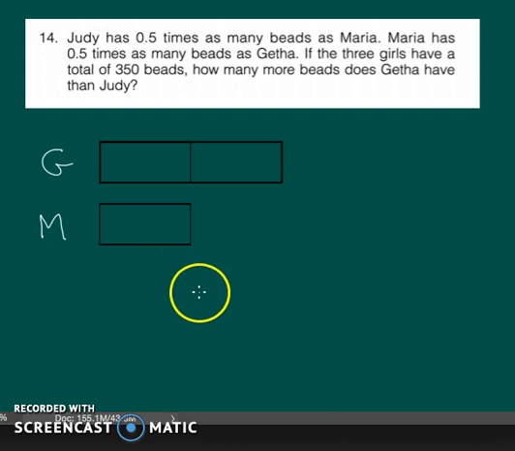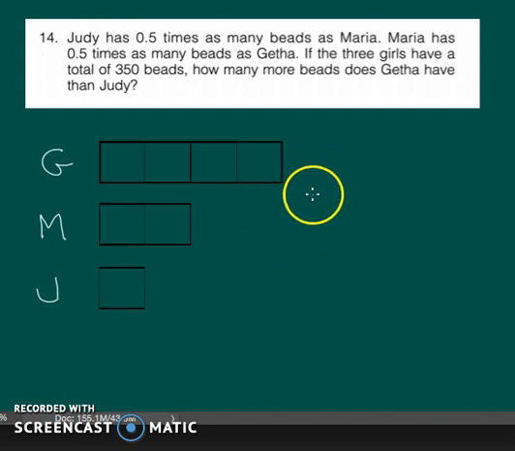Okay, great. What about Judy? Judy has 0.5 times as many beads as Maria. So that also translates to half, except not half as many beads as Geta has, but she has half as many beads as Maria has. So we're going to look at Maria's bead amount, and we're going to give Judy half of that amount, like that. So Judy has half as many beads as Maria, which translates to half times half, or a quarter as many beads as Geta has.